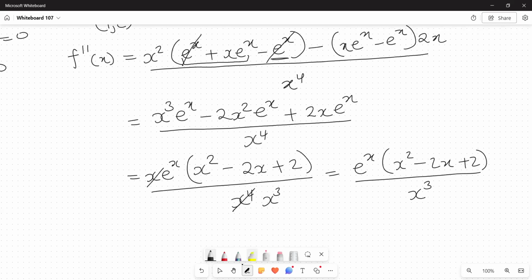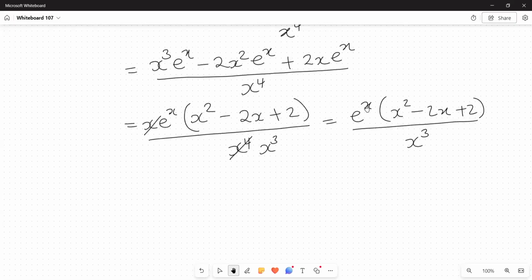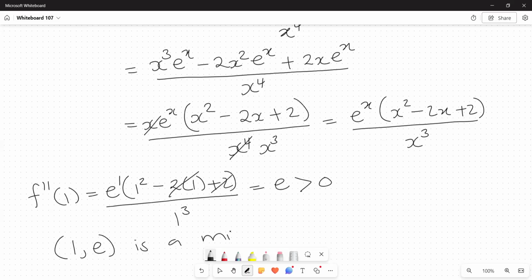Okay, then I'm going to substitute my x value, which is 1. So I find f double prime of 1. So I have e to the power of 1 multiplied by 1 squared minus 2 times 1 plus 2. And this is all 1 cubed. So you can see that these two cancel. And my answer is e. e is greater than 0. Therefore, the point x equals 1 is a minimum.